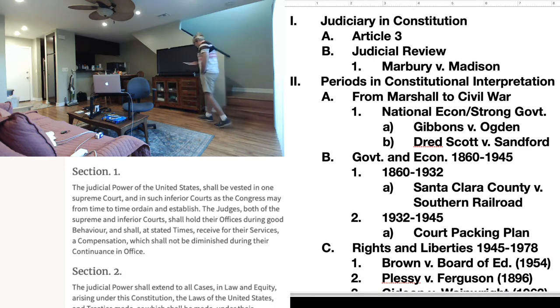The judicial power of the United States shall be vested in one Supreme Court and in such inferior courts as Congress may from time to time ordain and establish. So, what does that mean? Write it down. Only the Supreme Court is mentioned in the Constitution. Other lower federal courts are created and reorganized by Congress. Okay?